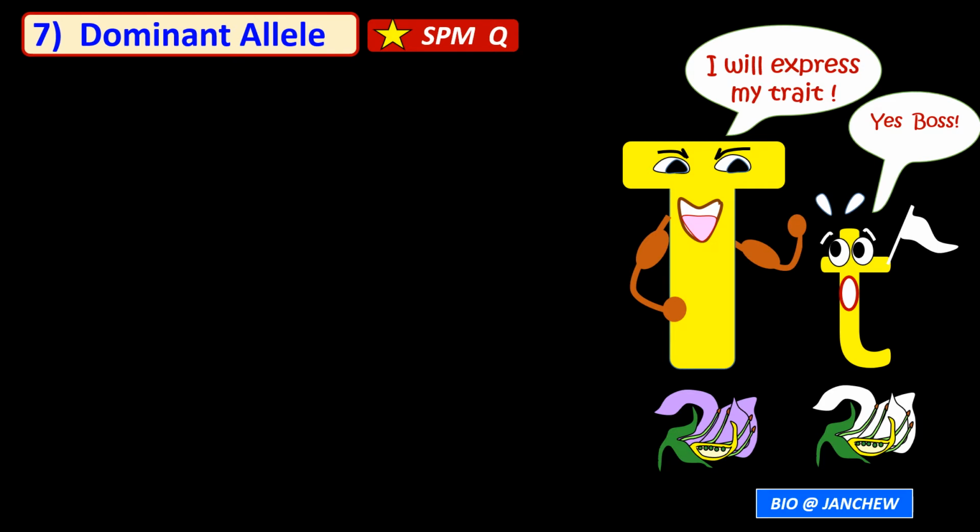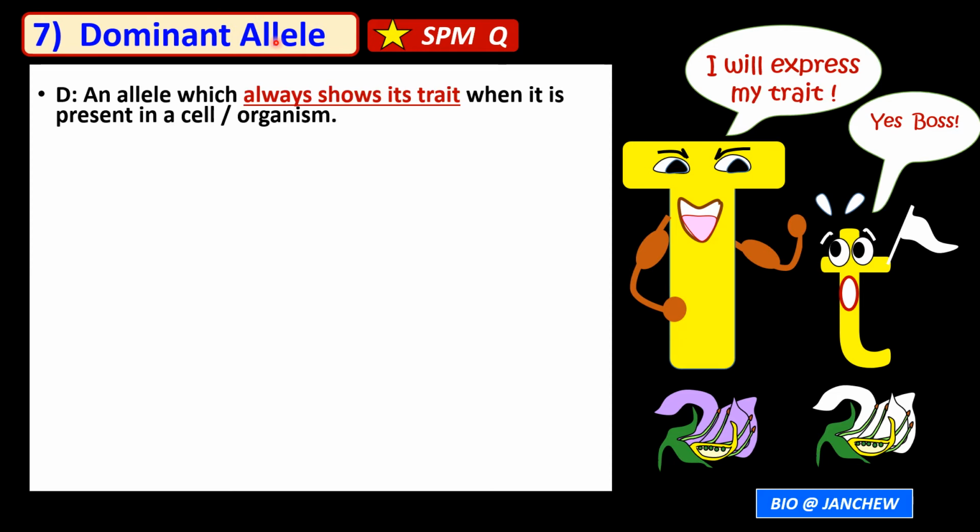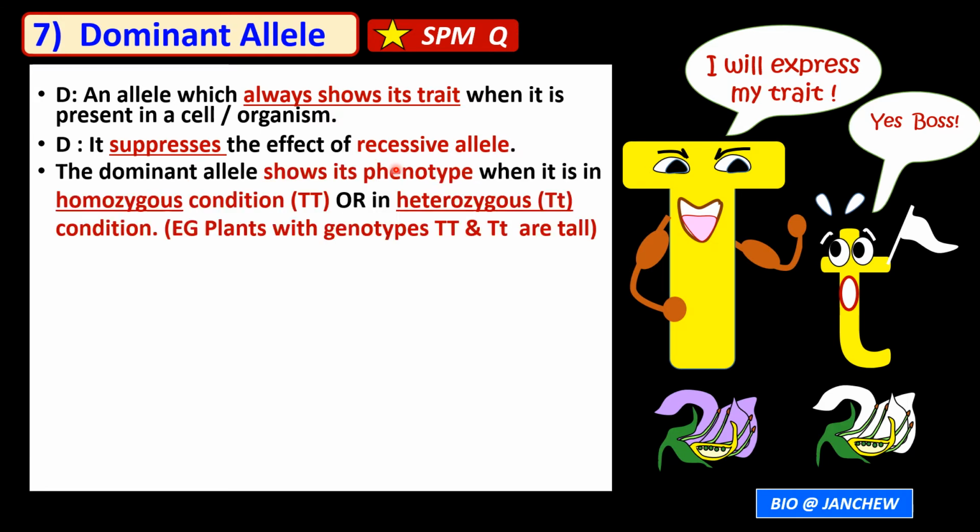Here's another important term, dominant allele, also frequently tested in SPM. A dominant allele is an allele which always shows its trait when it is present in a cell or organism. The word dominant means to have power or influence over others. Secondly, the dominant allele suppresses the effect of the recessive allele. It suppresses means it covers or masks the effect of the recessive allele, or you can say menindas or menutup kesan allele recessive.